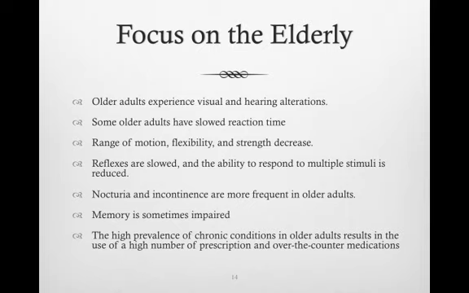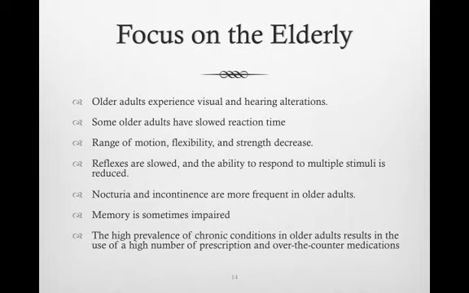When providing safety considerations for the older adult, nurses should consider that older adults have visual and hearing alterations. Some older adults have slowed reaction times, and many have decreased range of motion, flexibility, and strength. Reflexes are slowed, and the ability to respond to multiple stimuli is reduced.